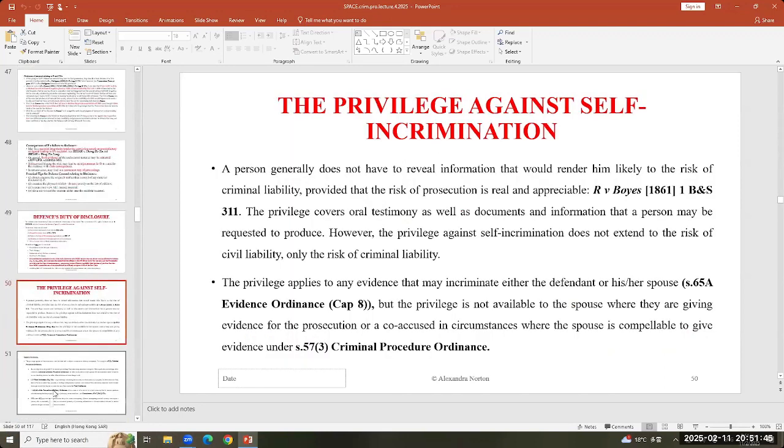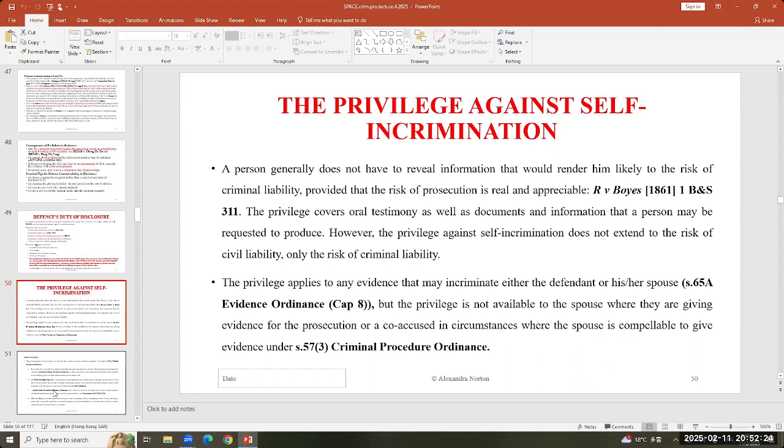Because at the end of the day, a defendant has a privilege against self-incrimination. It doesn't include an immunity from being civilly liable. He can be sued, but he has a privilege against revealing anything that's going to expose him to criminal liability. And that is the provision in Section 65A of the Evidence Ordinance. And it applies to a defendant and also to his spouse, even if the spouse is testifying for the prosecution, provided that they are compellable to give evidence, right?